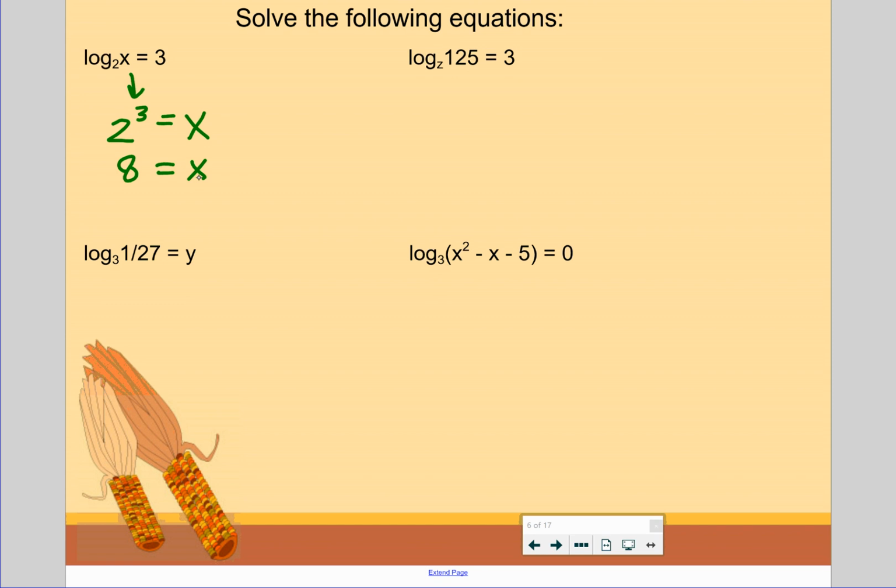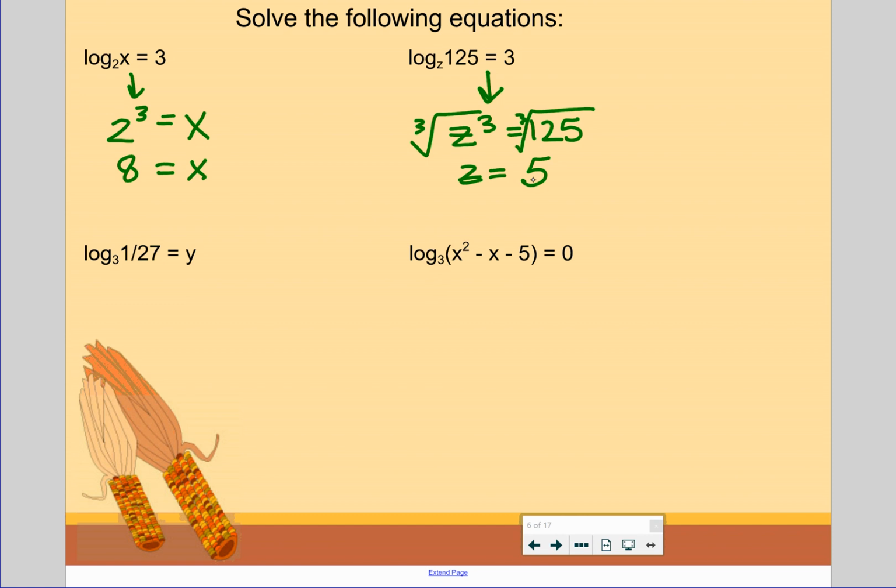Okay, let's look at the next one. Log base z of 125 equals 3. Let's write it with exponents. z to the 3rd equals 125. Now here, my exponent is not a variable, it's a number. So how can I get rid of that 3rd power? I can cube root, or I could do 1/3 power. They're equivalent. So cube root's easy enough. Anybody know what the cube root of 125 is off the top of their head? 5. Yep.